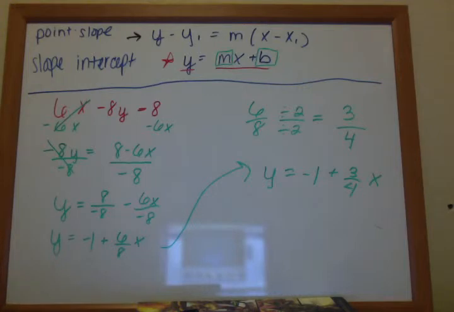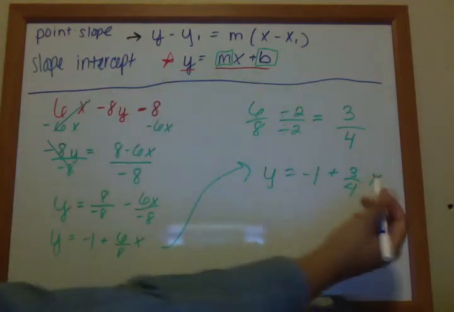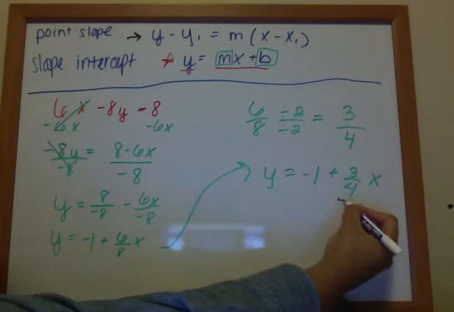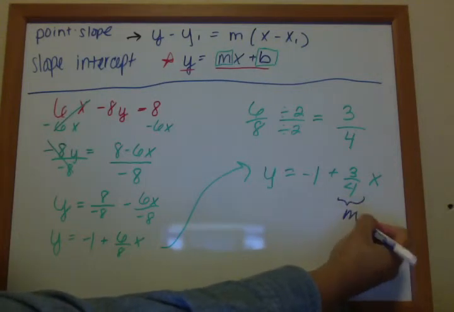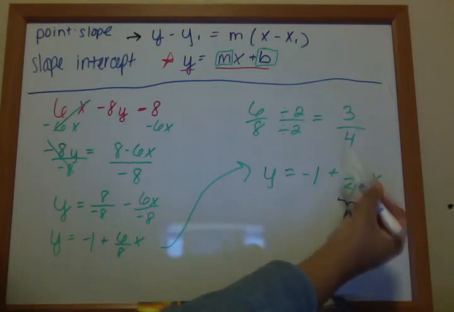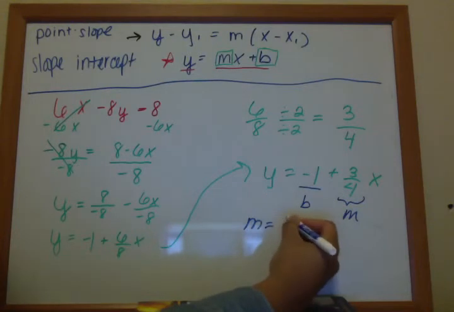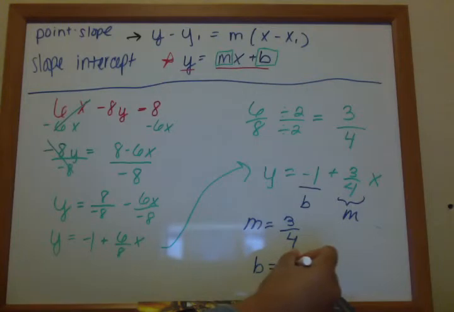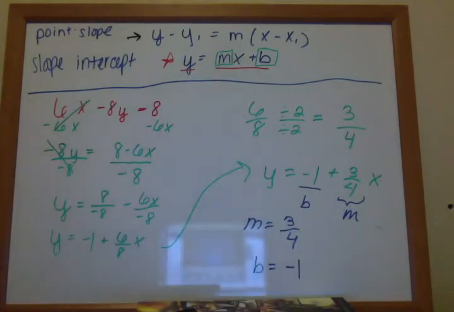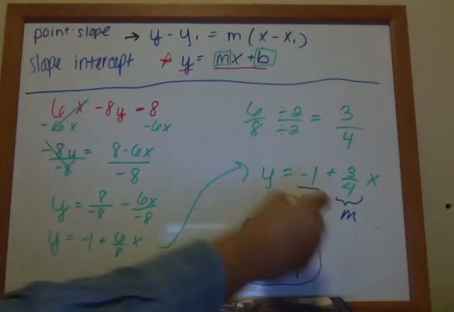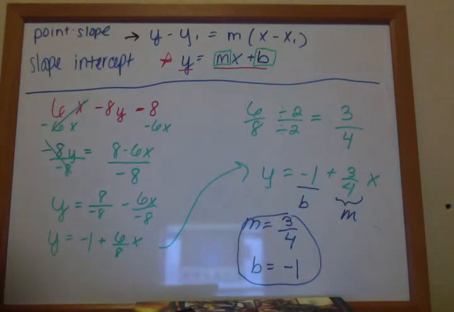So the direction specifically asks for slope and y-intercept. So the slope is m, the number in front of x. So this is your m, the number in front of x. And the b is the number by itself. So this is b. So m equals 3 over 4. B equals negative 1. And this is your answer.